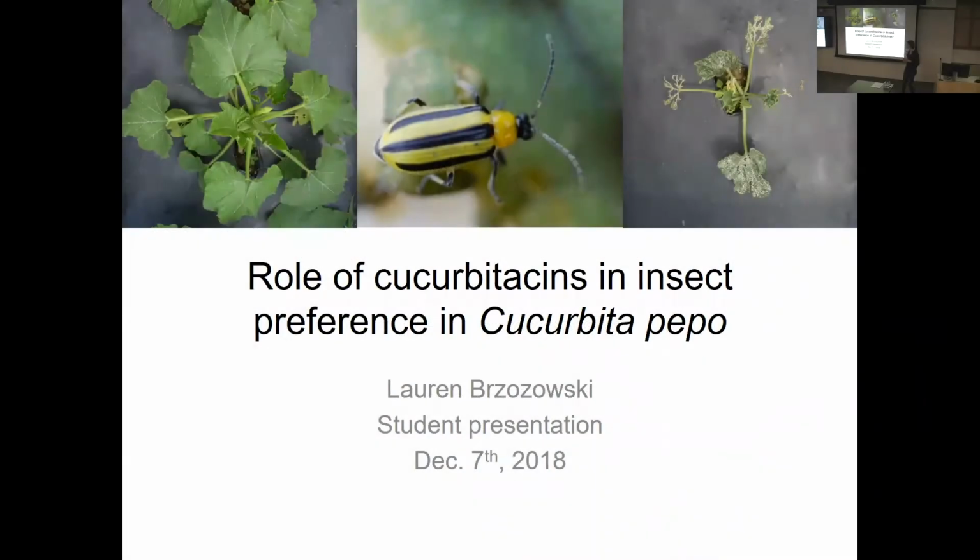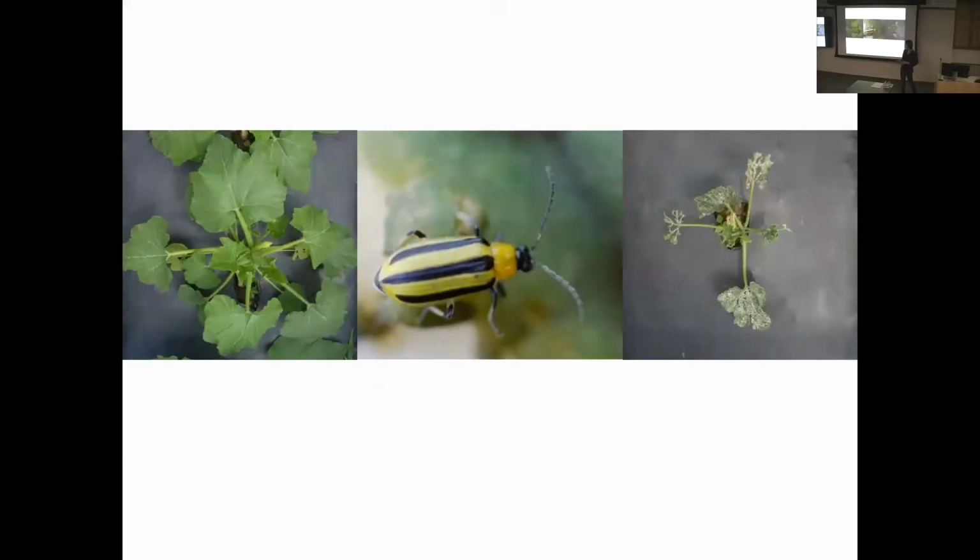All right, thank you. So today I'm going to be talking about the role of cucurbitacins in insect preference in Cucurbita pepo. For those of you who have heard me speak before, you may remember that I have been working for the past few years on trying to understand the genetic and biochemical basis of striped cucumber beetle preference in Cucurbita pepo, which is summer squash, acorn squash, and zucchini. Much of this work has been focused on resistance in leaf tissue, since that is the tissue that matters the most to us here in New York when we transplant squash into the ground. So it's been looking for preference at that level.